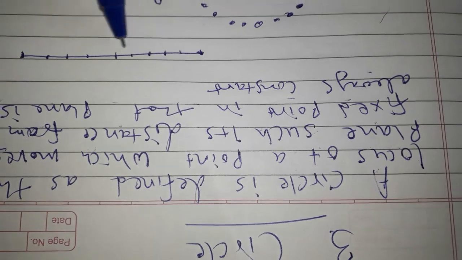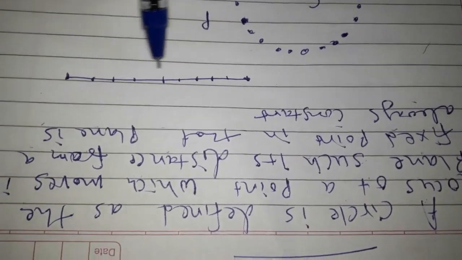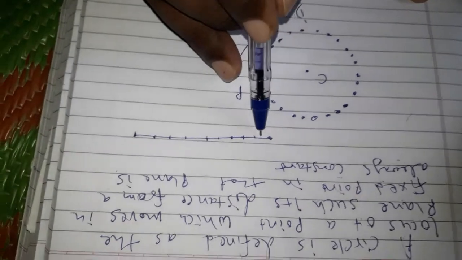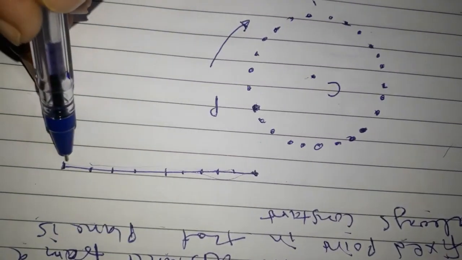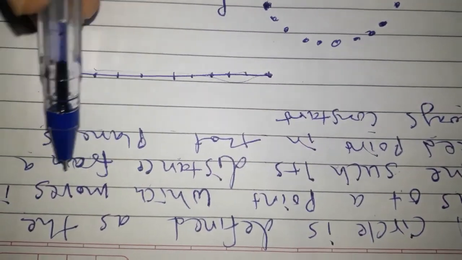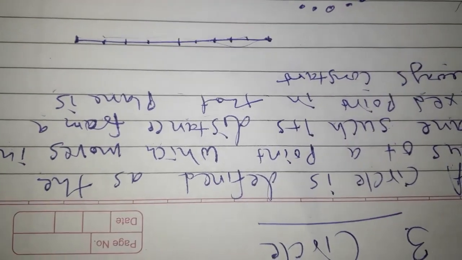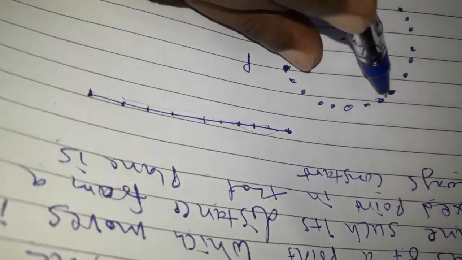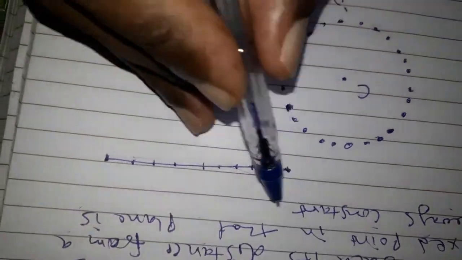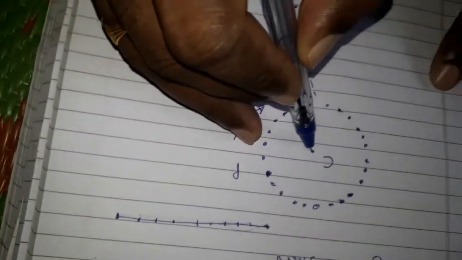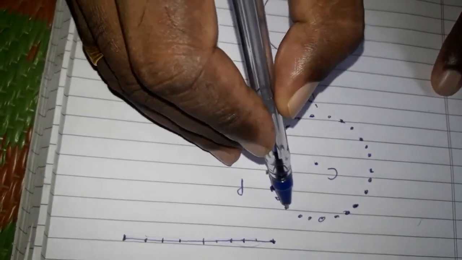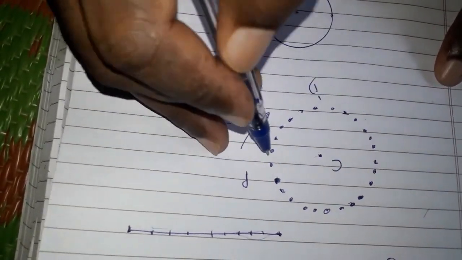Locus means the path of a point. Suppose there is one point, two points, three points, infinite points. It makes a straight line. It's called the path of a point, a locus, which moves in a plane such that its distance is fixed. That fixed distance is the radius of the circle, and that fixed point is the center of the circle. This is the simple definition of a circle.